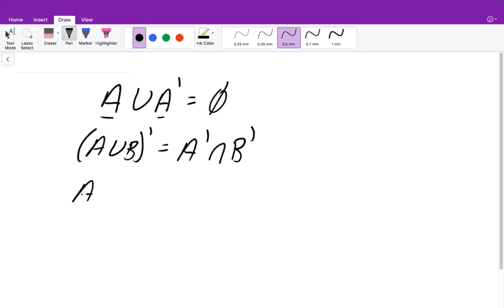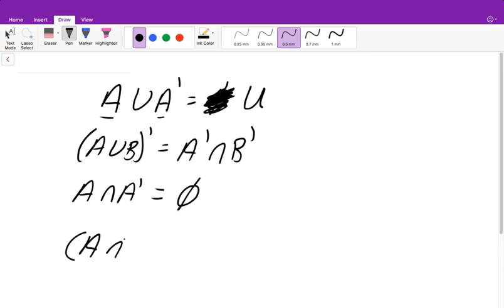We have A intersection A complement is also equal to the empty set. I'm sorry, this was a mistake. This is not the empty set. A union A complement, that means it's one or the other. This is supposed to be our universe. A intersection A complement was the empty set. Sorry about that. And then the last one is A intersect B complement is the same thing as A complement union B complement.